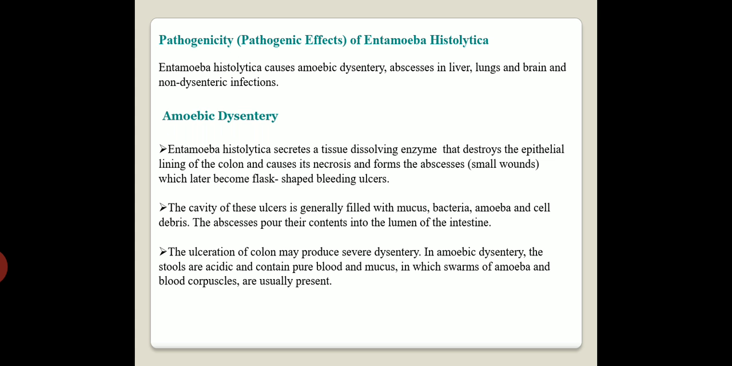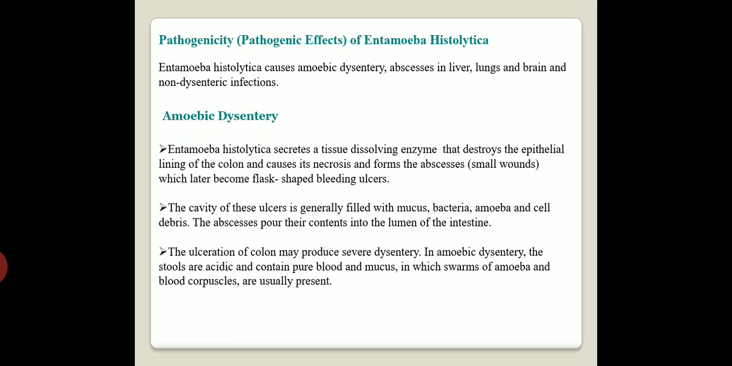Coming to the second part, that is the pathogenicity or pathogenic effects of Entamoeba histolytica. A very serious problem is amoebic dysentery, and along with that abscesses in the liver, lungs and brain, and you can also find non-dysenteric infections too. First, the important pathogenicity, that is amoebic dysentery.